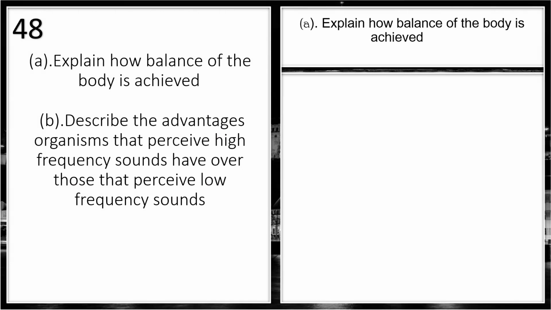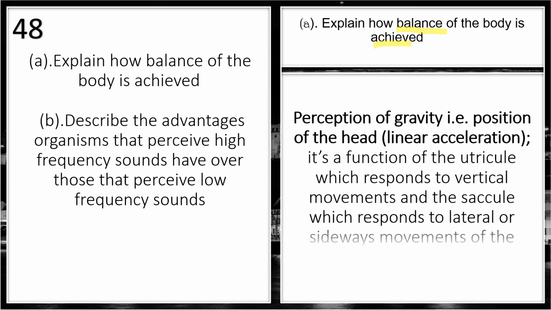Part A. Explain how balance of the body is achieved. Perception of gravity, that is position of the head, and linear acceleration. This is the function of the utricle, which responds to vertical movement, and the saccule, which responds to lateral or sideways movement.